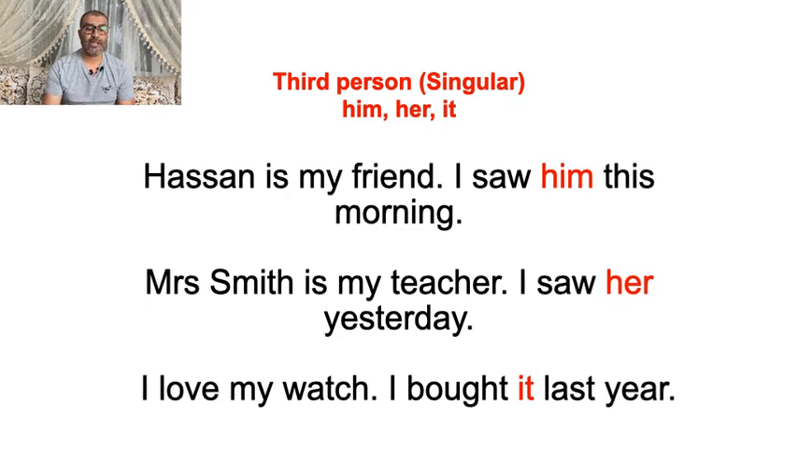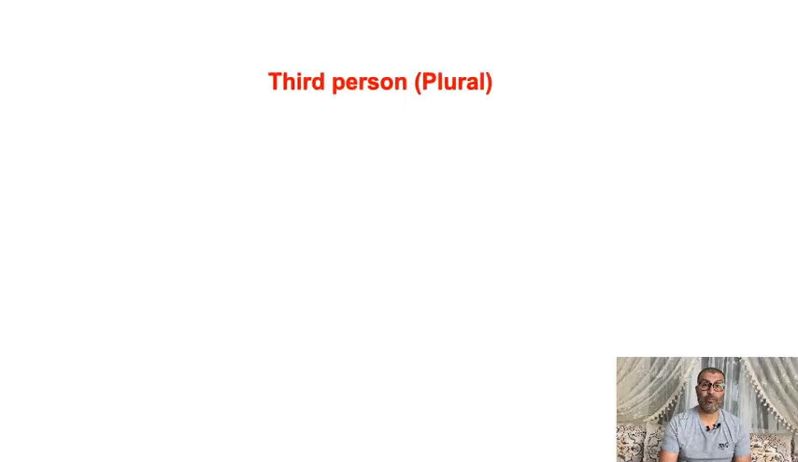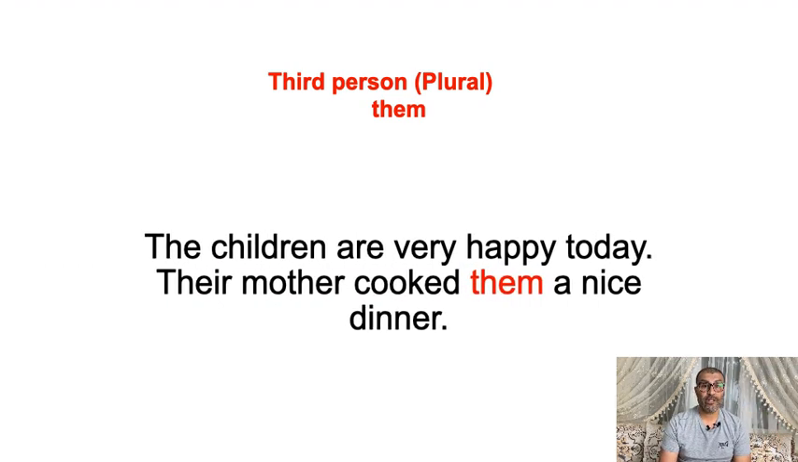Okay. Next example is the third person plural. Them, which is more than one, is them. Example, the children are very happy today. Their mother cooked them a nice dinner. So we use the example them, which is the children. They are very happy today. Why? Because their mother cooked them a nice dinner, or their mother cooked them their favorite dinner.